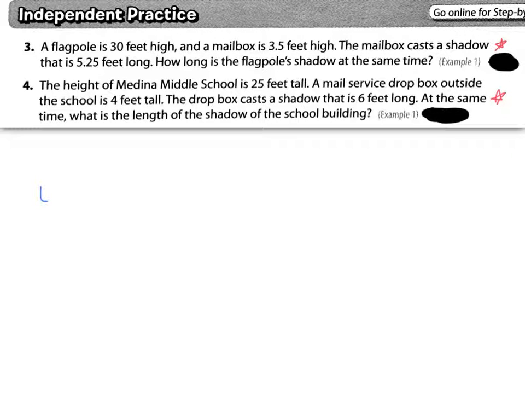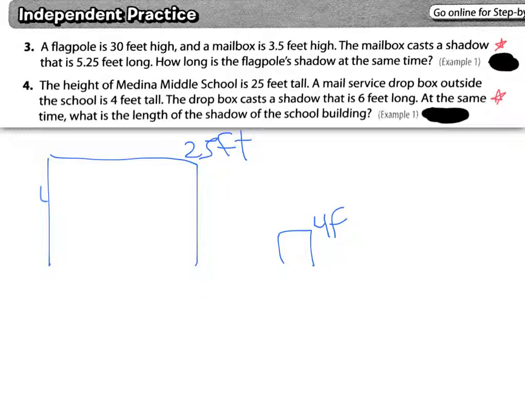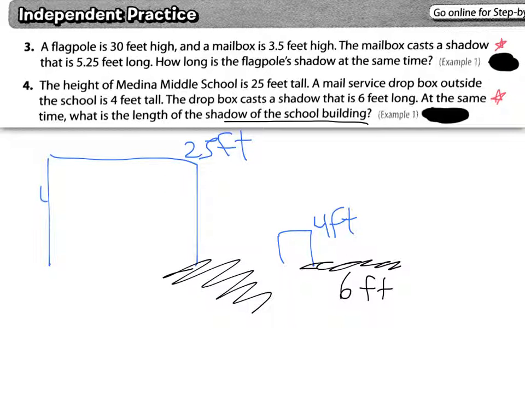The height of Medina Middle School is 25 feet tall, so 25 feet. A mail service drop box outside the school is 4 feet tall. So that's 4 feet tall. The drop box casts a shadow that is 6 feet long. And then we want to know what the length of the shadow of the school building is. So here's our shadow. We don't know, so we're going to put that as an X.